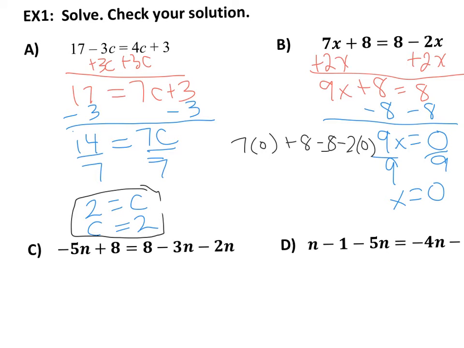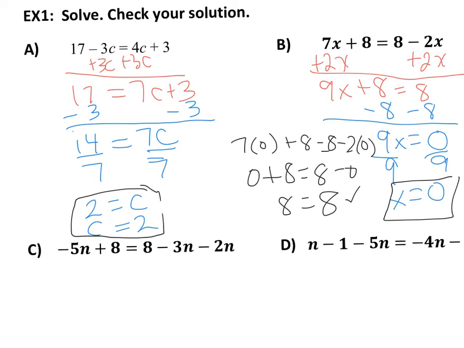So now 7 times 0 is 0. 0 plus 8 equals 8 minus 2 times 0 is 0. So 0 plus 8 is 8. 8 minus 0 is also 8. So our solution checks out. So x really is equal to 0.